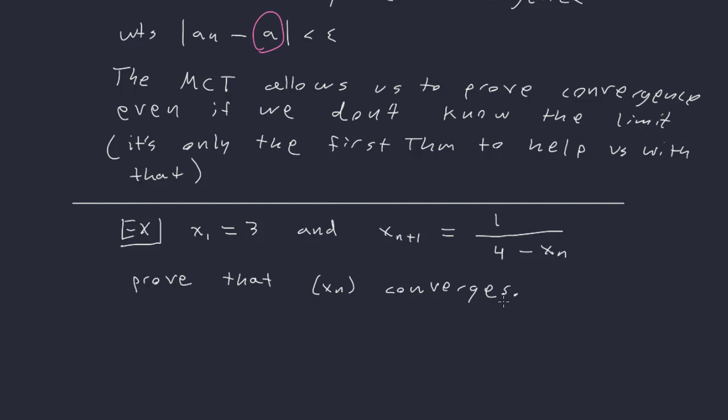Okay, well, I don't have a lot to go on here, and seeing as this section's all about the monotone convergence theorem, it's likely we need to use the monotone convergence theorem. So can we prove that x_n is bounded and monotone?